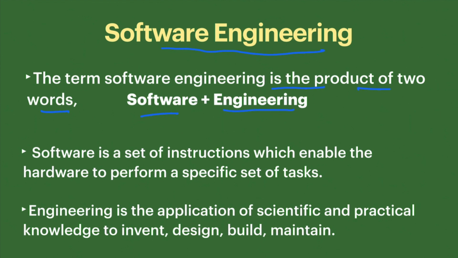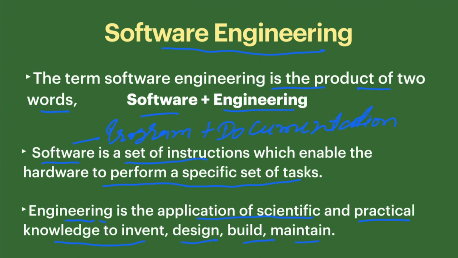We have already created a lecture on software. Software is a set of instructions which enable hardware to perform a specific task. Software is actually program plus documentation. Another thing is engineering. Engineering is the application of scientific and practical knowledge to invent, design, build and maintain.